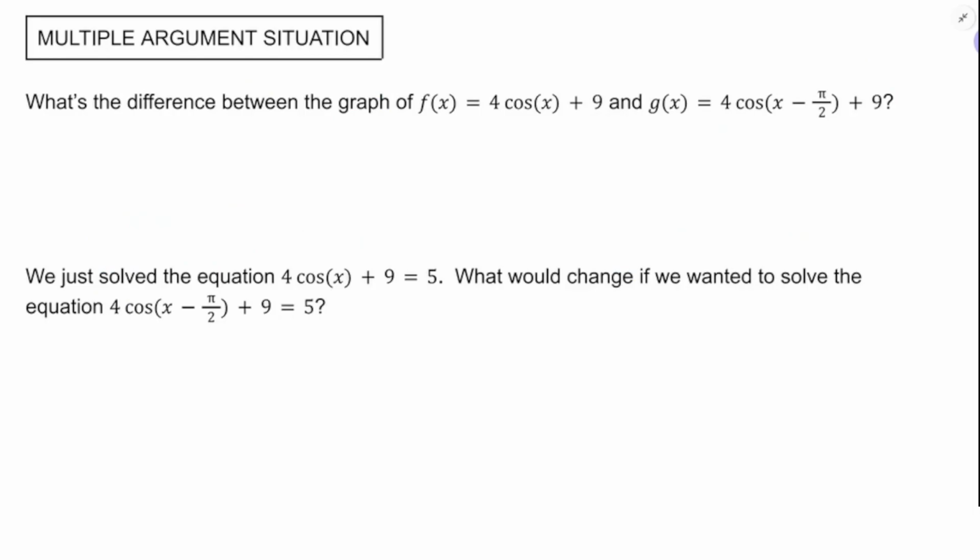Okay, now the other thing I wanted to show you in this video is the multiple argument situation. Like what happens when we have more than just an x on the inside of our sine or cosine or tangent. I would start you off by thinking about the difference between the graph of f of x equals 4 cosine of x plus 9 and g of x, which is 4 cosine of x minus pi over 2 plus 9.